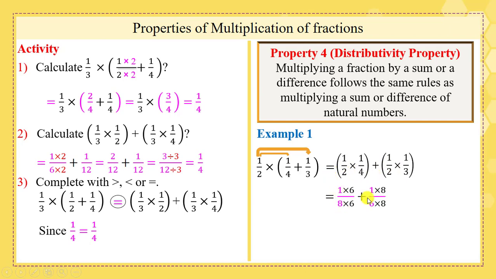Equals 1 over 8 plus 1 over 6 equals 6 over 48 plus 8 over 48 equals 14 over 48. Simplify this fraction, divide by 2, divide by 2, equals 7 over 24. Pay attention to change unlike fractions into like fractions in addition and subtraction.